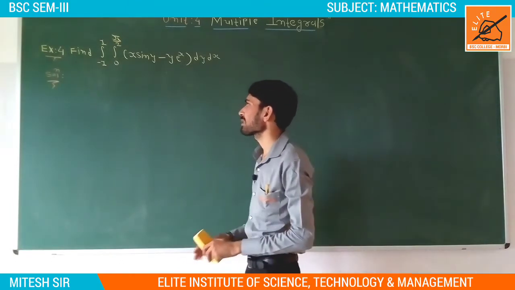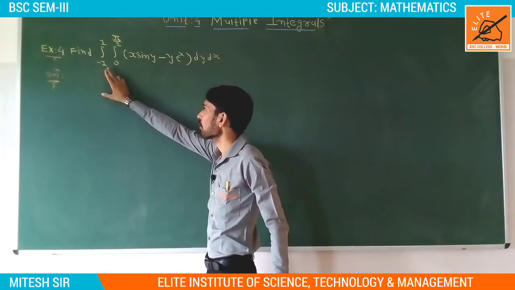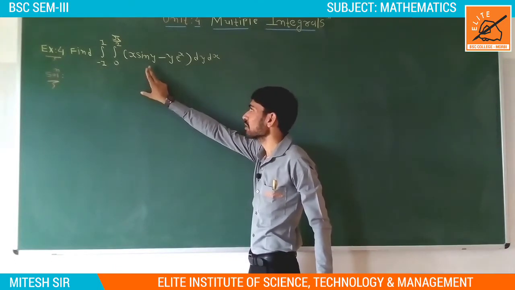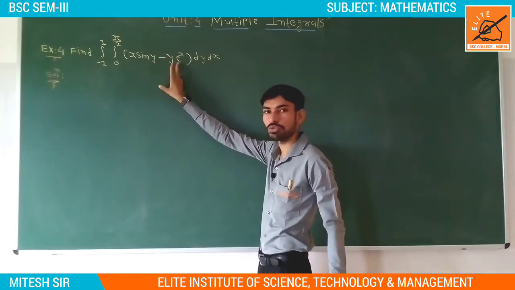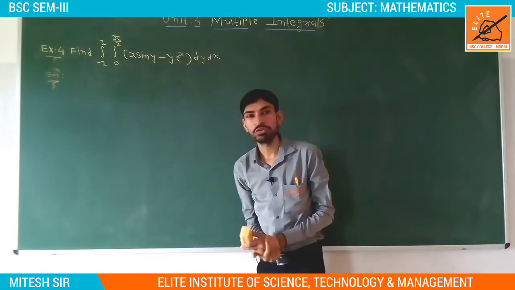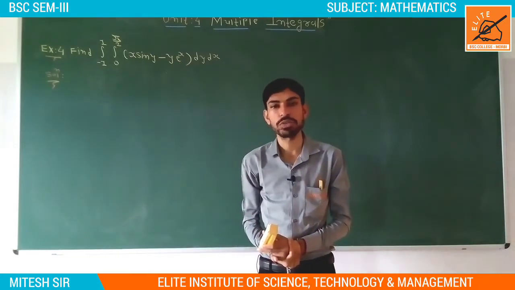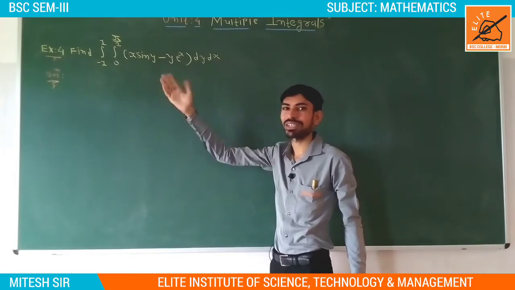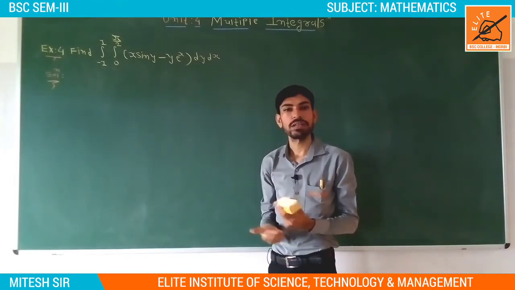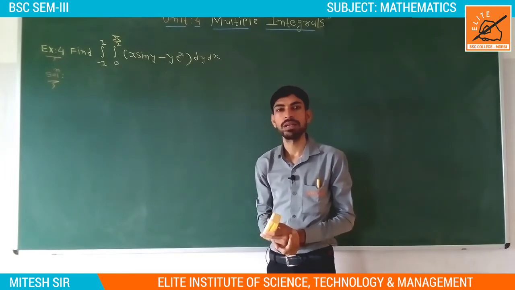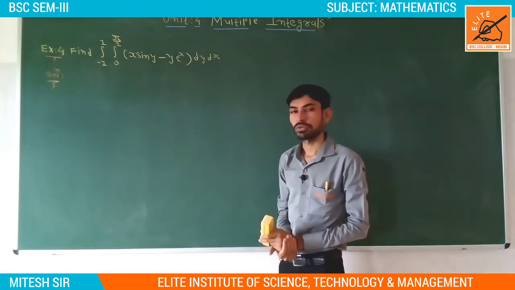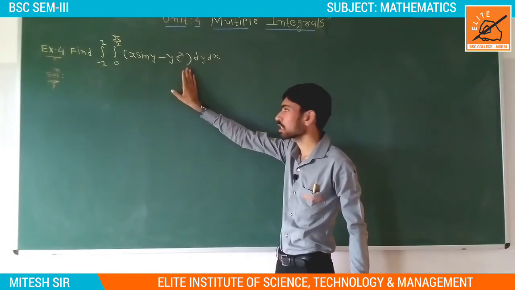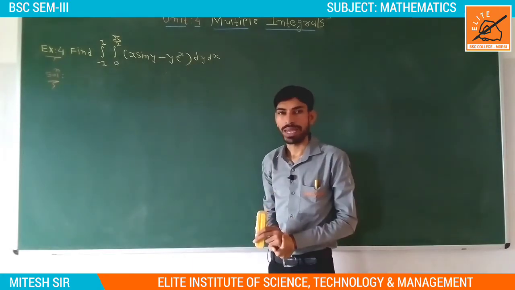Example number 4 says: find the integration from -1 to 1, integration from 0 to pi by 2, of the function x sin y minus y e raised to x, dy dx. As we know the method for double integration with constant limits, we can integrate first with respect to y and then with respect to x, or first with respect to x and then with respect to y. It is our choice, but in this example we integrate first with respect to y and after that with respect to x. So let's see the solution.